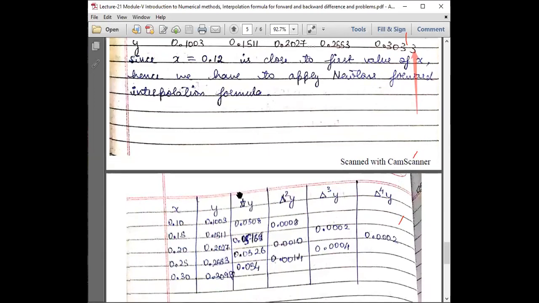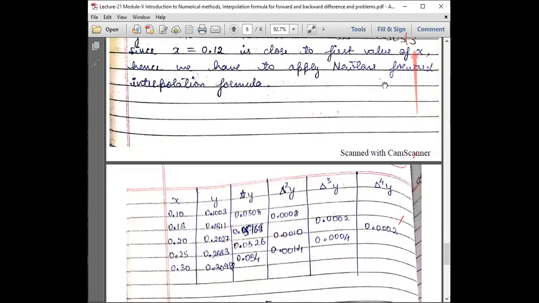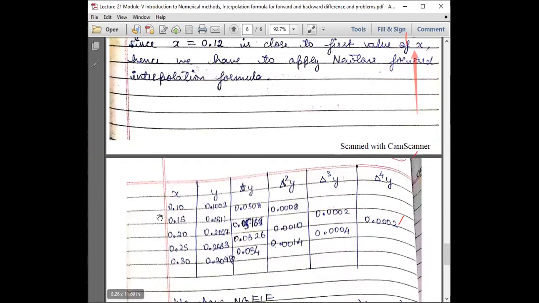Therefore, we have to construct a Newton's forward interpolation table here. These are all the given data. X is equal to 0.10, 0.15, 0.20, 0.25, and 0.30. The corresponding values are also given in this table: 0.1003, 0.1511, 0.2027, 0.2553, and 0.3033. Then how do we conclude the step value here? What is the value of h?